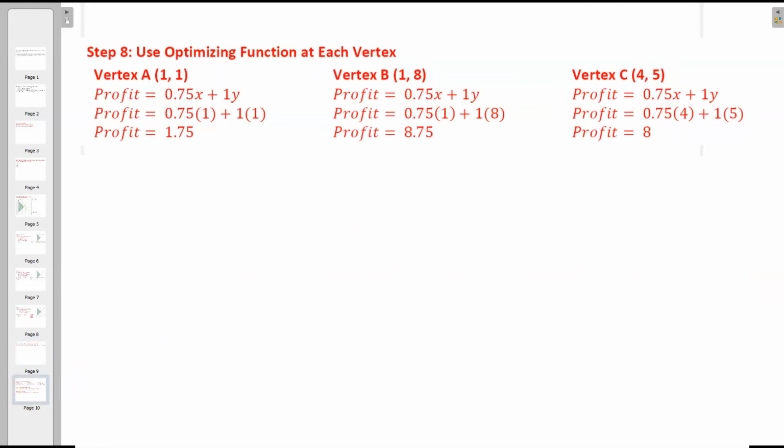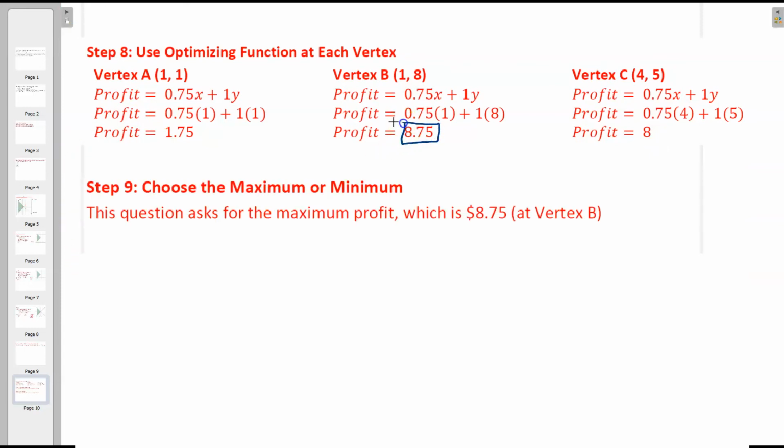Now we use that optimizing function at each vertex to calculate the profit. So we take vertex A, substitute 1 and 1 in for x and y, do the calculations, and we end up with a profit for each one. We repeat that process for vertex B and vertex C, and we come up with a profit for each. Now we can look at each of those and ask which one gives us the maximum, and fairly easy to see that 8.75 is the largest profit value that's available.